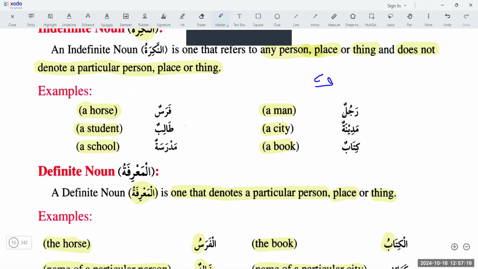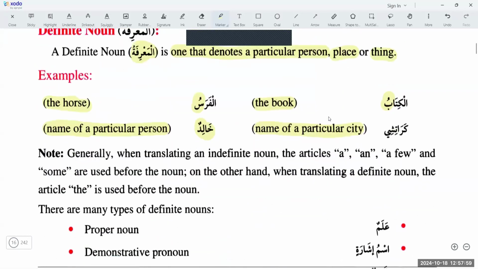There are some nouns you will learn later. We call them diptote, or mamnu min as-sarf, ghair munsarif. They don't take a tanween, but they are nakira as well. So this is a basic sign of an indefinite noun: there is a tanween. So what are the exceptions? No, we will learn them later. The things will come later. Okay, thank you.